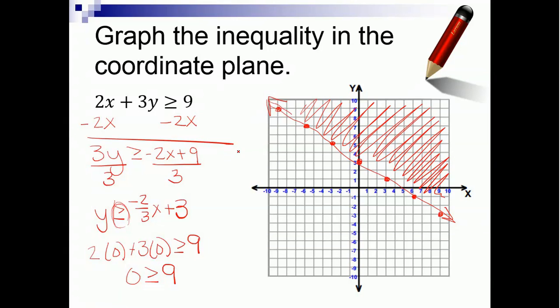Just like that. So if I would have picked the point, let's say 4, 4 right here, that would have worked in my equation. But 0, 0 I find is the easiest point to check.